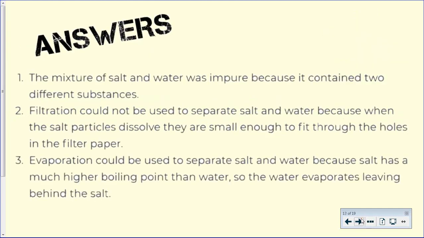The mixture of salt and water was impure because it contained two different substances. Filtration could not be used to separate salt and water because when the salt particles dissolve, they are small enough to fit through the holes in the filter paper. Evaporation could be used to separate salt and water because salt has a much higher boiling point than water, so the water evaporates, leaving the salt behind. If you said that the water evaporates, leaving the salt behind, you can have a tick for that one.